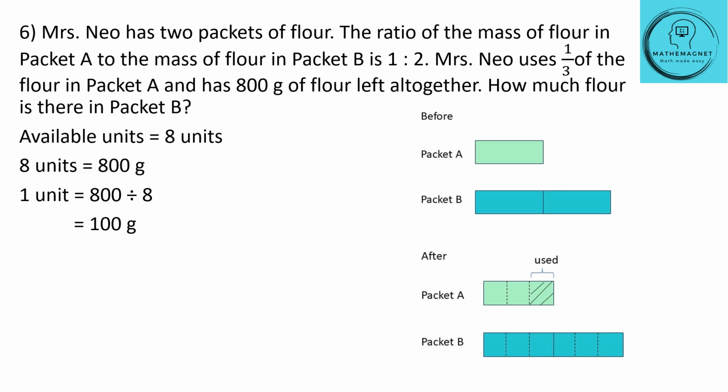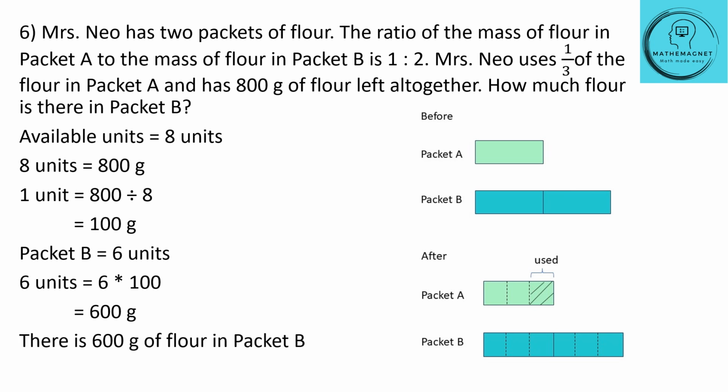Now the question is how much flour is there in packet B. Now we know packet B has 6 units. So 6 into 100 will be 600 grams. So packet B has 600 grams of flour.